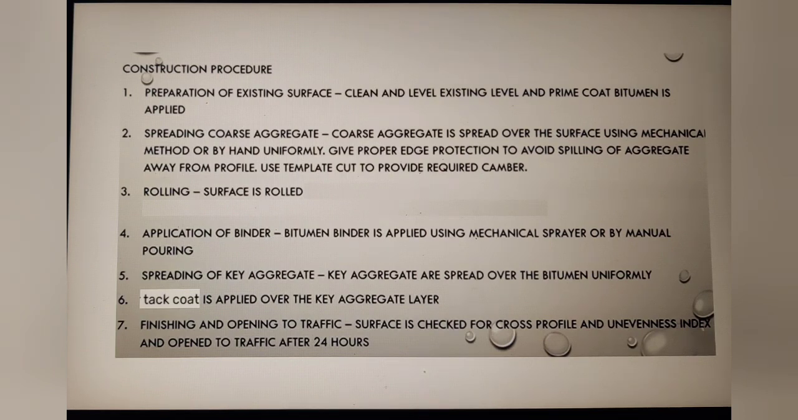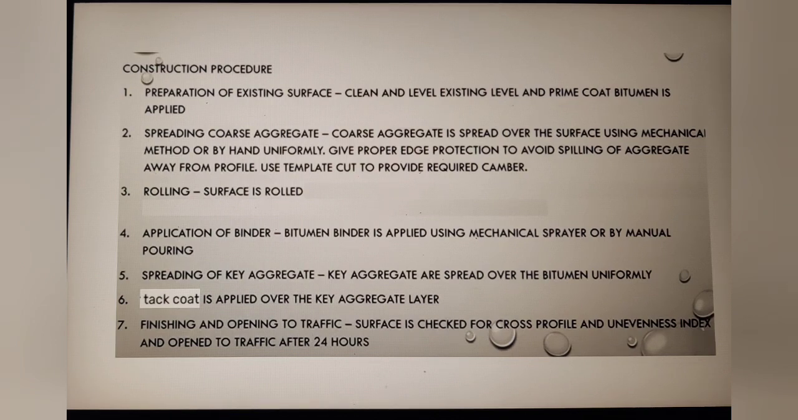Now the second step is you have to spread the coarse aggregate. Coarse aggregate is spread over the surface using mechanical method or by hand. Proper edge protection is provided to avoid the spilling of the aggregate away from the profile. Then to provide the required camber, template cut is used. Third step is the surface is rolled using the rollers. Fourth step is the application of binder. Bitumen binder is applied using mechanical sprayer or by manual pouring.